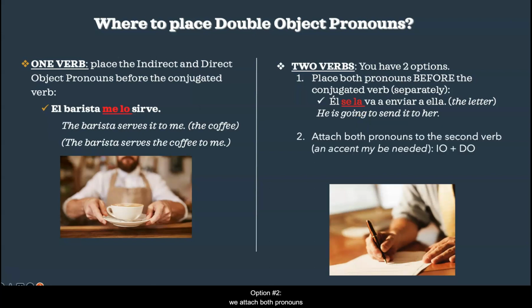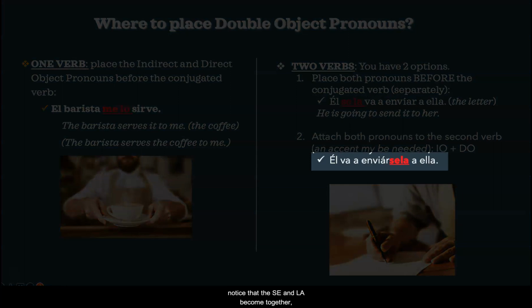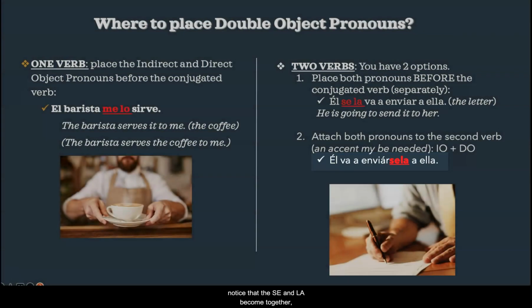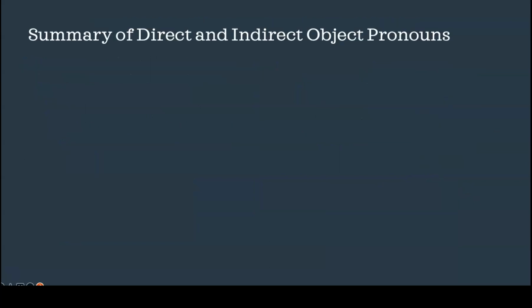Option number two, we attach both pronouns to the second verb, but in this case an accent may be needed. Él va a enviársela a ella. Notice that the se and the la become attached together to the second verb. A ella helps us clarify that it is her, the recipient.